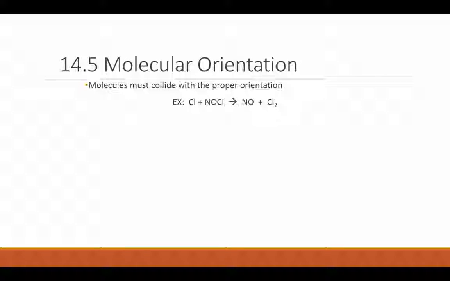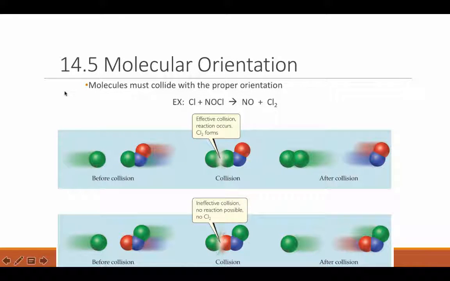Consider the reaction between chlorine and NOCl to produce NO gas and chlorine gas. An effective collision between the two reactant molecules will involve the free chlorine atom colliding with the chlorine end of the NOCl molecule. When that happens, the Cl2 is able to separate from the NO. However, should the free chlorine collide with the other end of the NOCl molecule, the nitrogen end, a fruitful collision will not occur because the chlorine has not hit the proper end of the molecule.